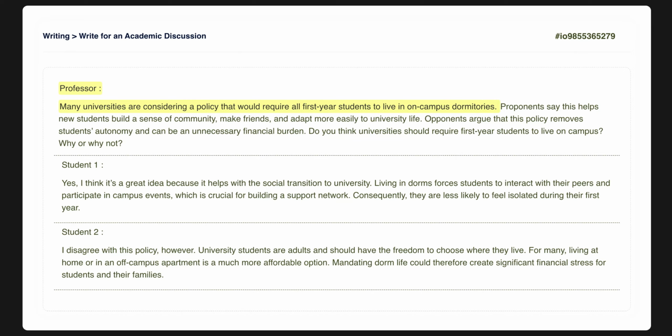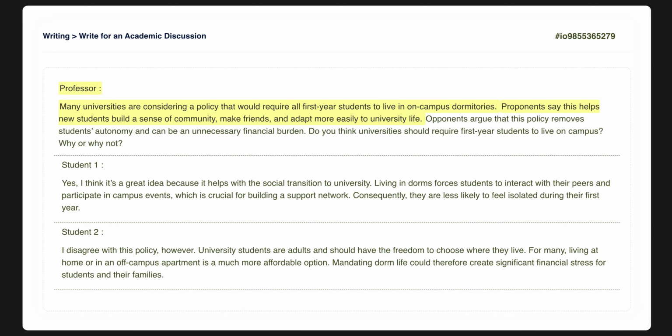Professor, many universities are considering a policy that would require all first-year students to live in on-campus dormitories. The professor introduces the main topic, which is a mandatory housing policy for freshmen. This sentence sets the stage for the debate. Understanding that this is about a requirement is important because your answer must address whether this should be forced or optional.